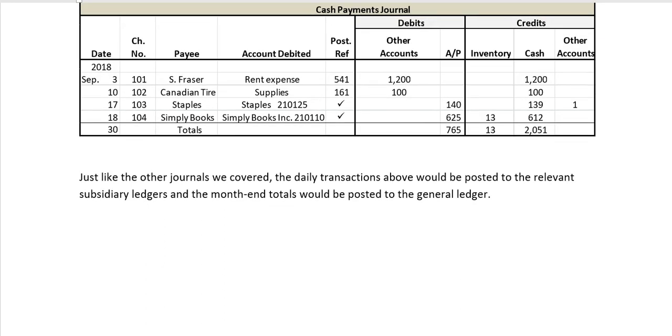Just like the other journals we covered, the daily transactions above are posted to the relevant subsidiary ledgers, and the month-end totals will be posted to the general ledger. So that wraps up chapter 7. Pretty quick chapter. Remember to try the homework and the quiz.